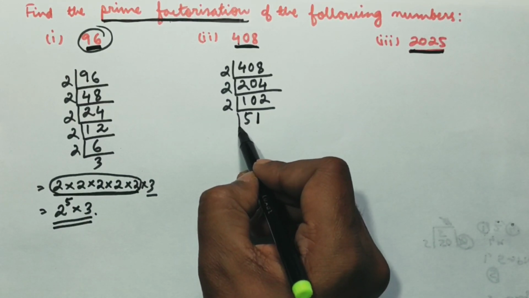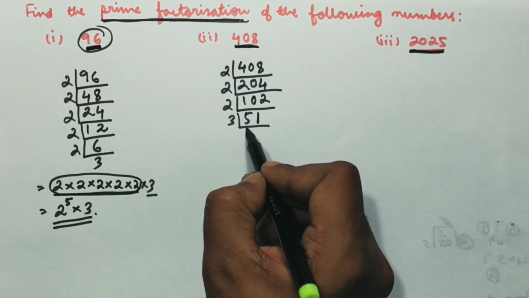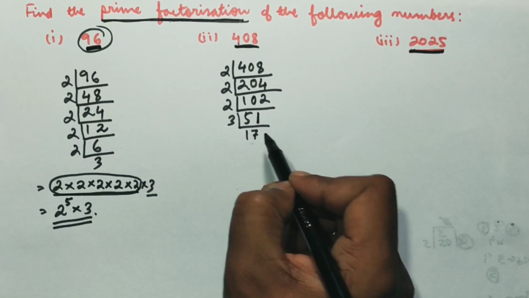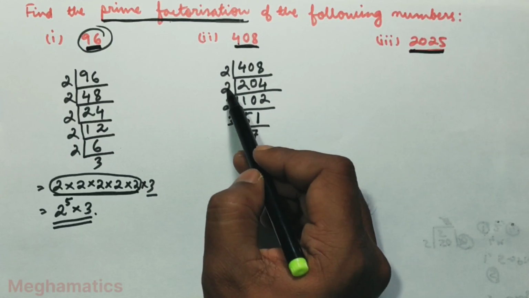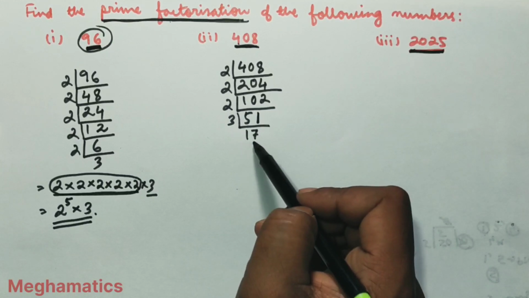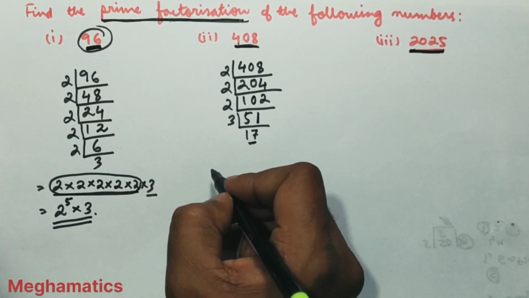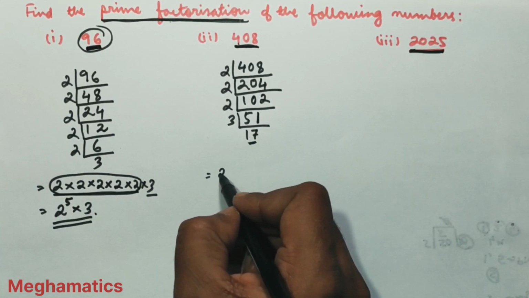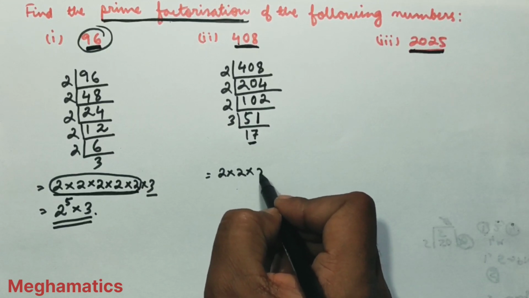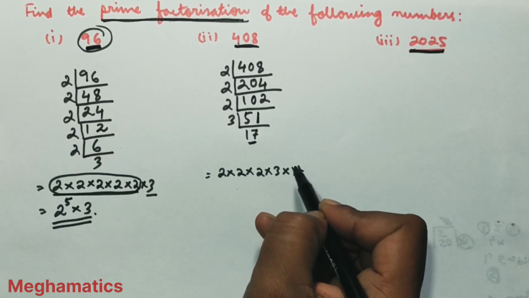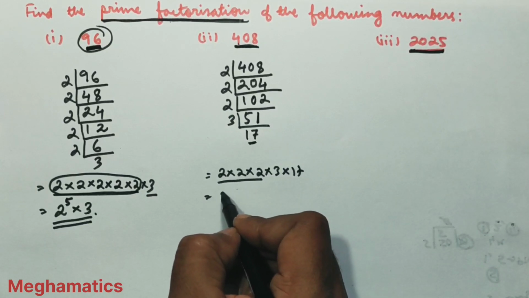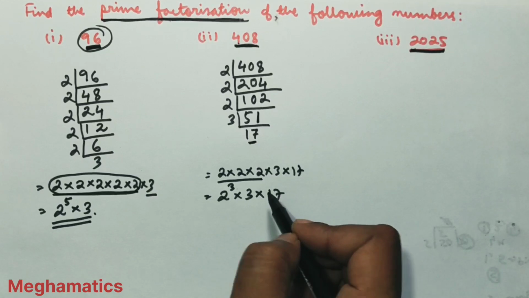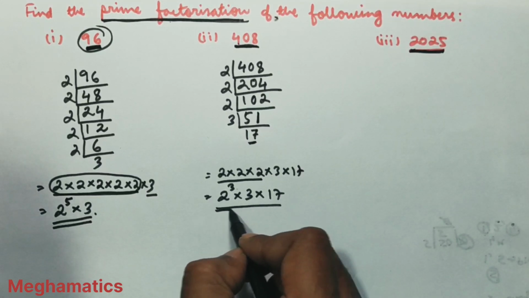so we'll have to try by 3. So if we try by 3, 3 1s are 3, so 5 minus 3 is 2, 2 1 21, 3 7s are 21. So here we are getting 2, 2, 3, 2 and 3 and 17 here. So if we find the prime factorization of this 408, here we are getting the numbers 2 into 2 into 2 into 3 into 17. So here 2 has power cube, into 3 into 17. So this is the prime factorization of 408.